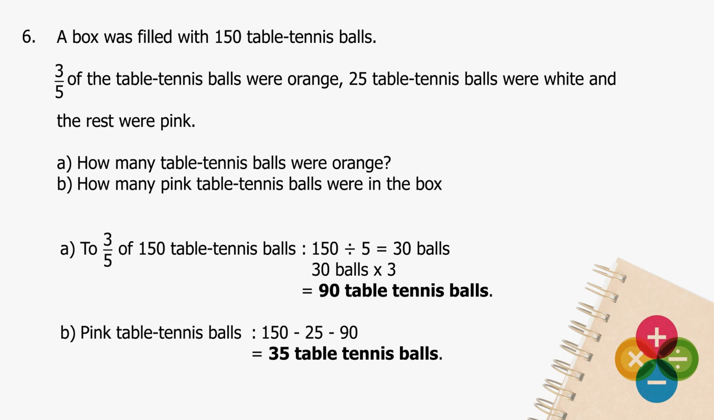To find 3/5 of 150 table tennis balls, you will need to divide 150 by 5, and you will get 30 balls. Multiply 30 balls by 3. You will get 90 balls. Therefore, 3/5 of 150 table tennis balls will be 90 balls. The number of pink table tennis balls will be: subtract 150 balls by 90 balls, and then by 25 balls, and you will get the answer 35 balls. The number of pink table tennis balls will be 35 balls.